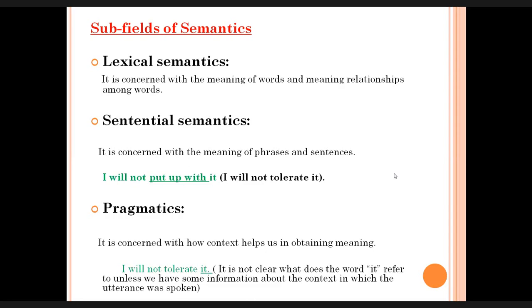So in that case, we need to look at sentential semantics, as sentential semantics is concerned with the meaning of phrases and sentences. We need to look beyond the word level meaning.